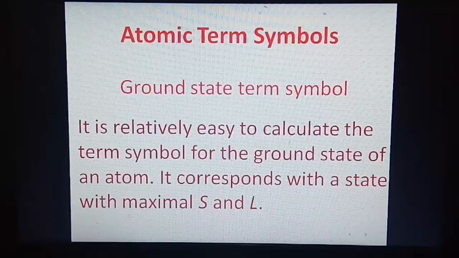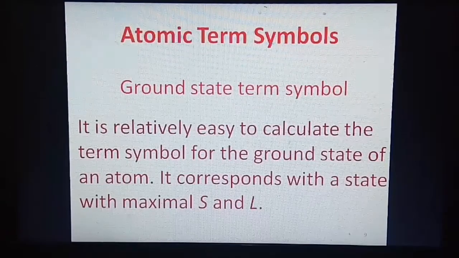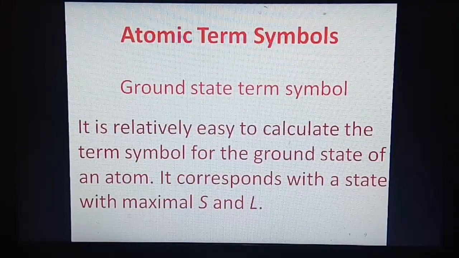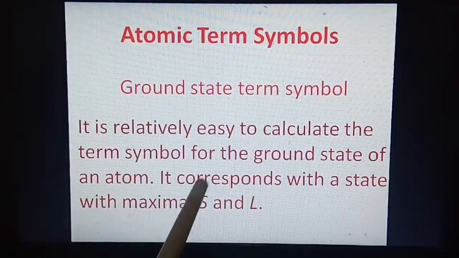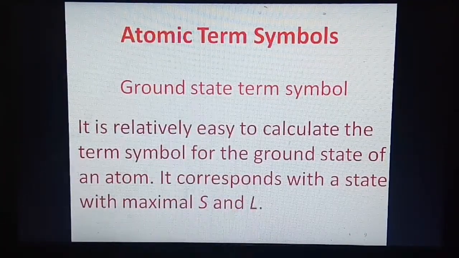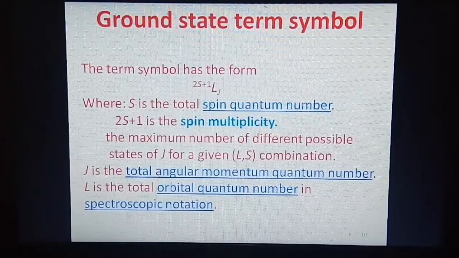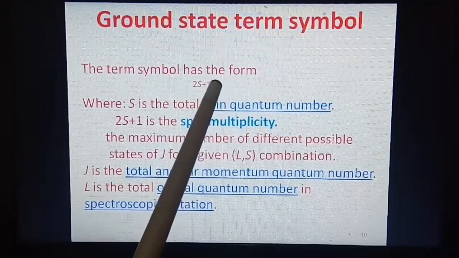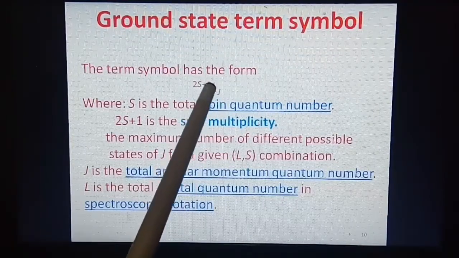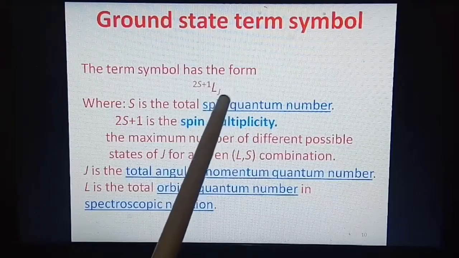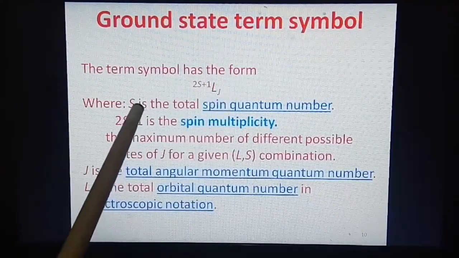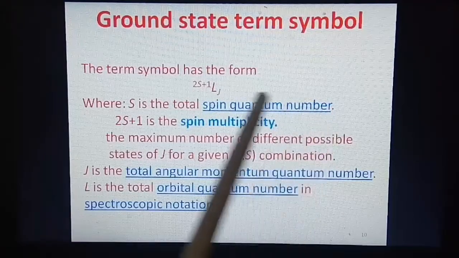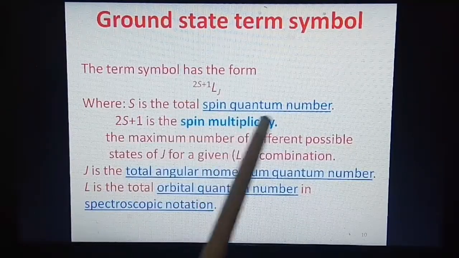Now we are going to discuss the ground state term symbol. It is relatively easy to calculate the term symbol for the ground state of an atom. It corresponds with a state of maximal S and maximal L. The term symbol has this form: L, with 2S+1 at the upper left corner and J at the lower right corner. S is the total spin quantum number and 2S+1 is the spin multiplicity.